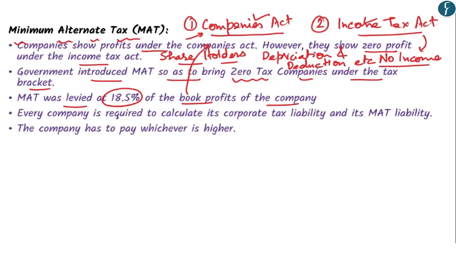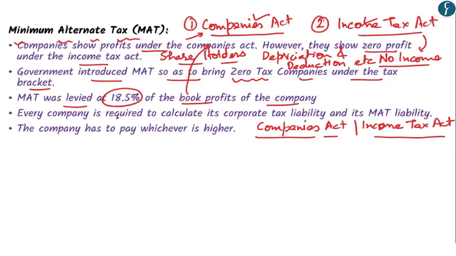So just to understand, the income reported under the Companies Act and the income reported under the Income Tax Act, the company has to pay whichever is higher. In this fashion, we have now understood corporate tax in India, the present structure of corporate tax rates, and minimum alternate tax. Now let's move towards the provisions which the government announced yesterday.